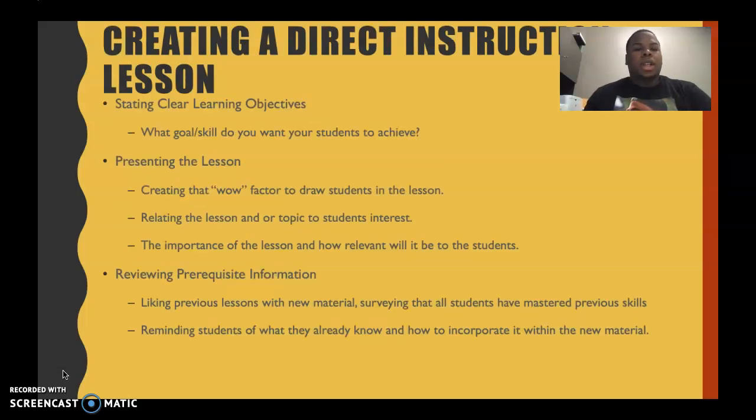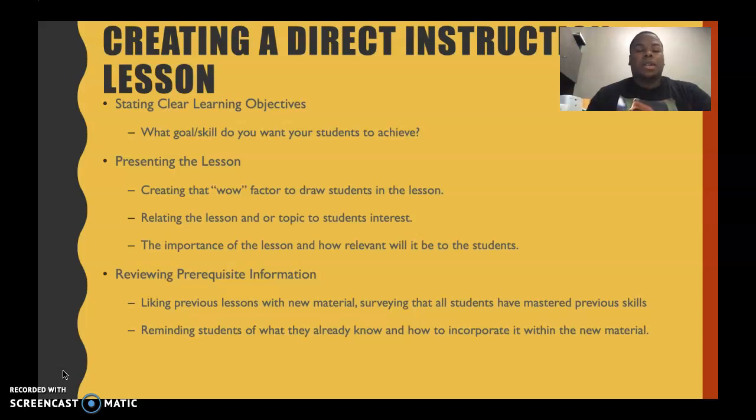Creating direct instruction in the lesson: stating clear learning objectives. What goal or skill do you want your students to achieve? Presenting the lesson, creating the wow factor to draw students in, relating the lesson to the students' interests, and also the importance of the lesson, how relevant it is to the students. Reviewing prerequisite information, looking at previous lessons with new material, surveying that all students have mastered previous lessons, reminding students of what they have learned, and knowing how to incorporate it within the new material.